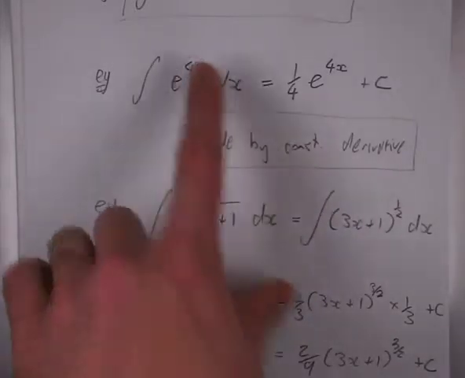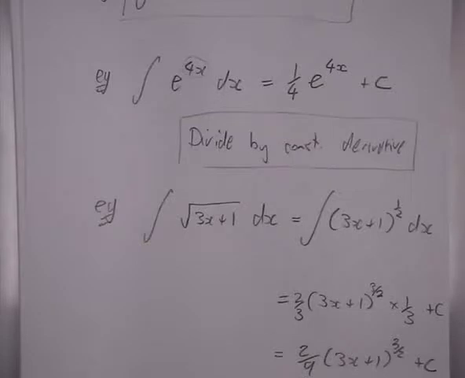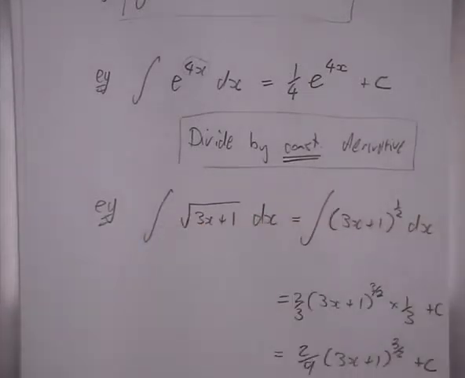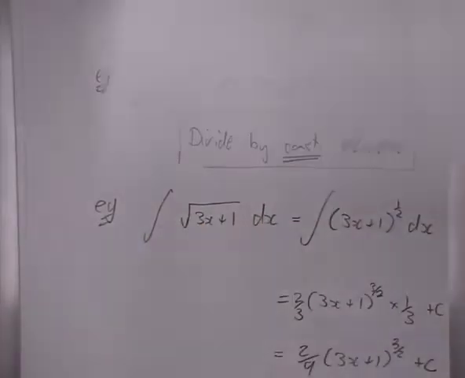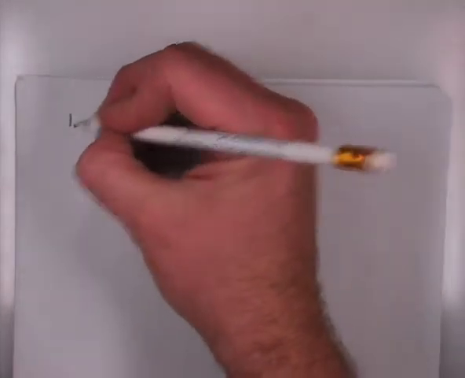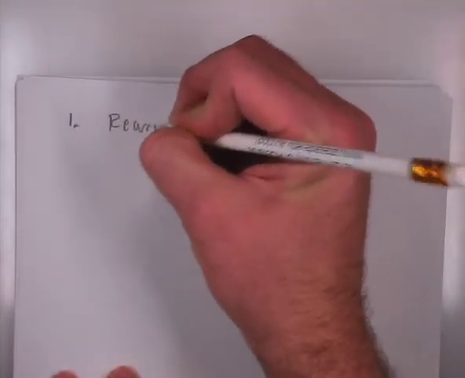This trick will only work if the derivative of the thing that is here is a number. So if that was 4x squared, couldn't do it. Couldn't divide by 8x. Okay? This will only work if the derivative is a constant. Okay. So that's technique 0. Technique number 1 is rewrite it.